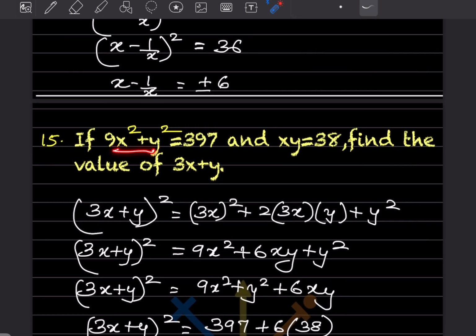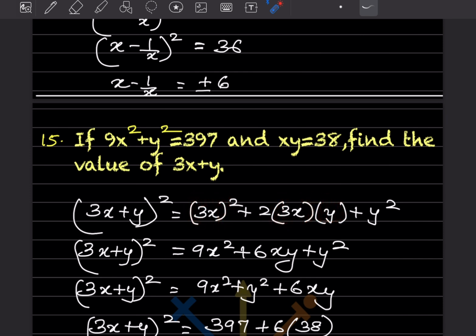If 9x square plus y square is 397 and xy is equal to 38, you have to find the value of 3x plus y. So what will you do? You will take 3x plus y whole bracket square, which is in the form of a plus b whole bracket square. So this is a square plus 2ab plus b square. So this is the same. This is going to be here again. The bracket is important, as I told you earlier.